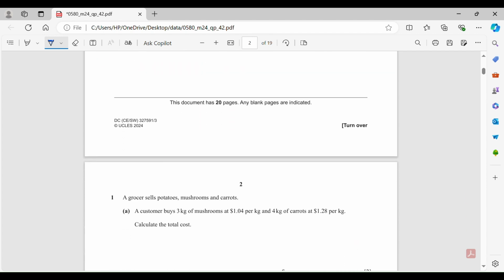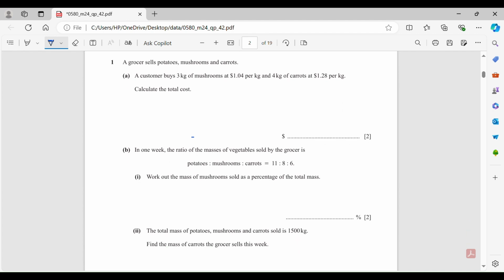First question is: a grocer sells potatoes, mushrooms and carrots. A customer buys 3 kg of mushrooms at $1.04 per kg and 4 kg of carrots at $1.28 per kg. Calculate the total cost. So in this question we need to find the total cost.